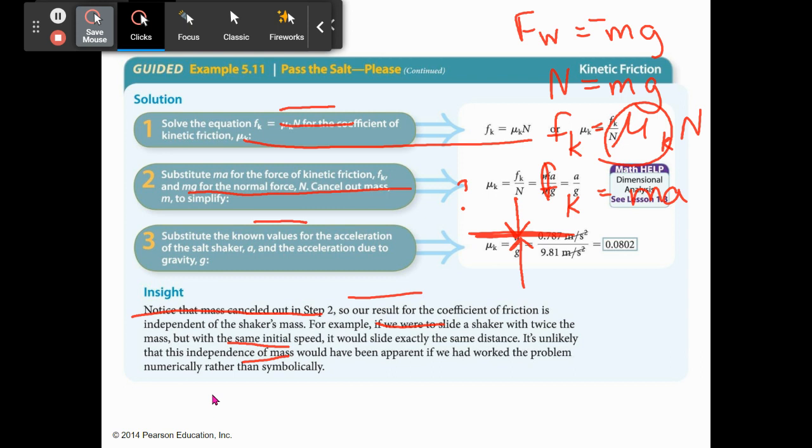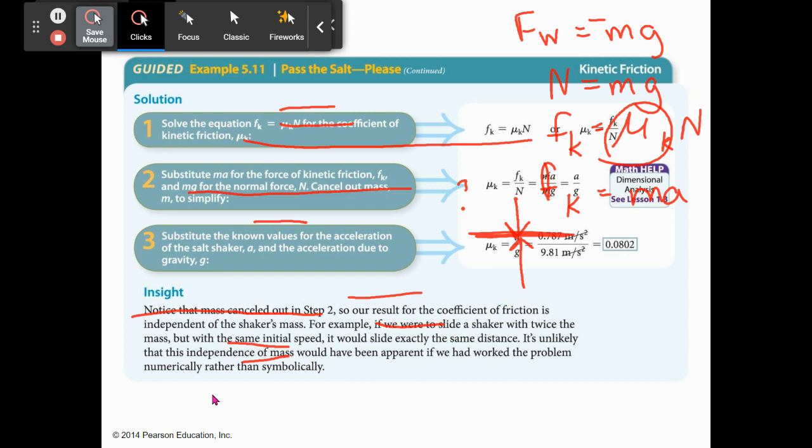So 0.787 divided by 9.8 meters per second squared. It's a constant number, so we don't have any units involved with it. So my units should cancel out, and that's my answer. 0.787 divided by 9.8 gives me 0.0802. Okay.